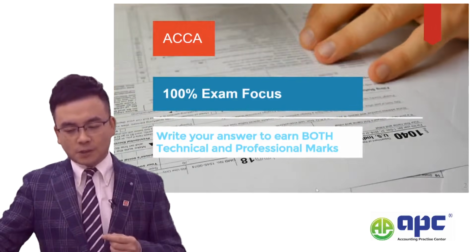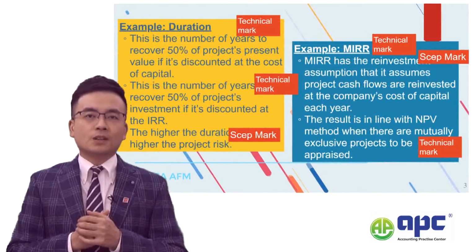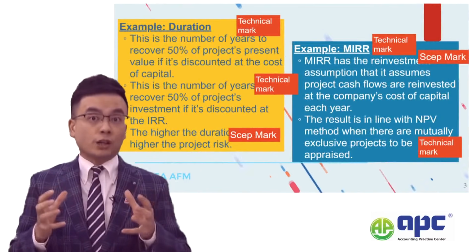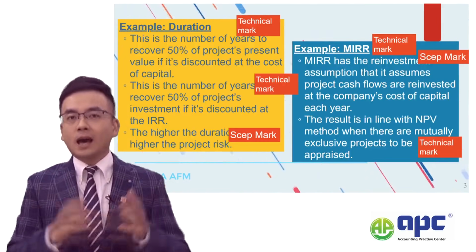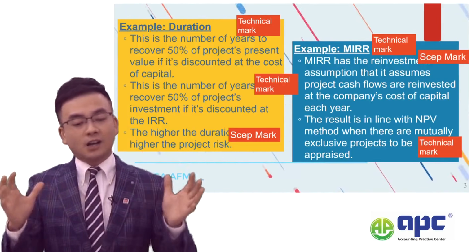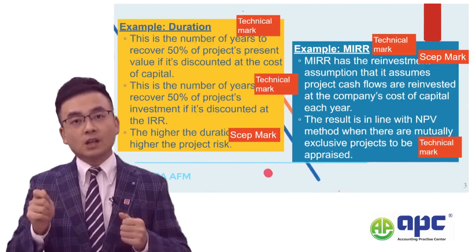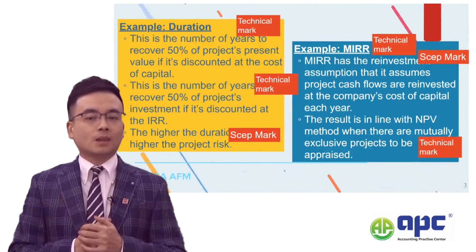Let me give you 2 examples. When I teach my students to write their answers regarding project duration, always 3 points. And of course, the final point, the higher the duration, the higher the risk, will help you score 1 skepticism mark in the AFM exam.